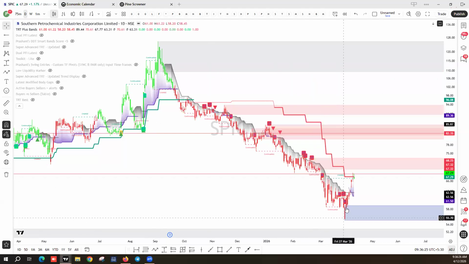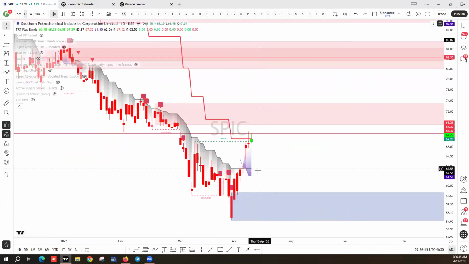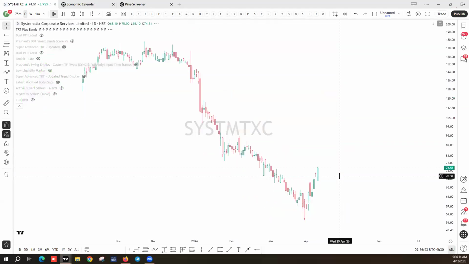Southern Petrochemical, the bias is bearish. It has changed to green color. It may go up again, it may come down. I don't know whether it will close above this. We can just track this. You can notice it has gone down significantly. Bearish momentum is still present. It has not been broken. Bullish momentum has started to appear. But as long as bearish momentum band does not get broken, I will not buy. So just wait and watch.